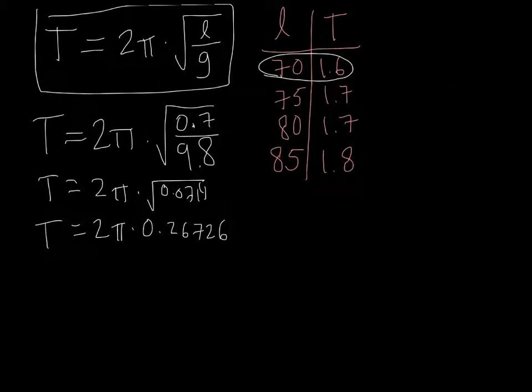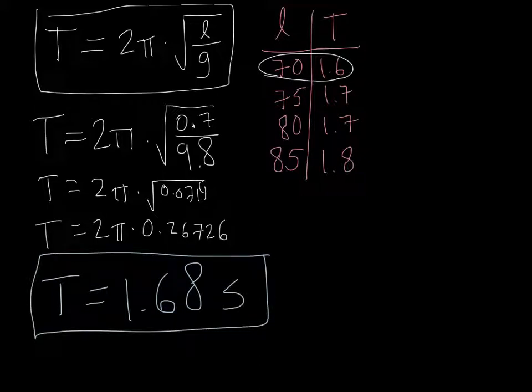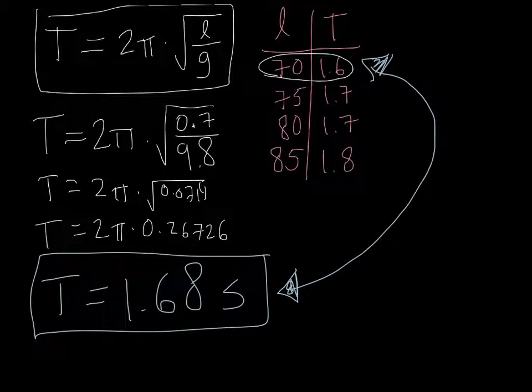So here we go. Taking out my calculator, multiplying by 2, multiplying by 3.14, my solution is that the period we're predicting is 1.68 seconds. If we compare our predicted value to our data here, we can see that the data is pretty close to the predicted value. If we were to round this value, we would round it to 1.7, but the data is pretty close.